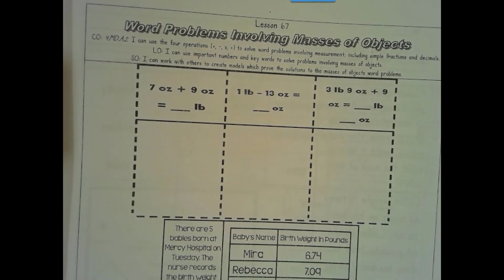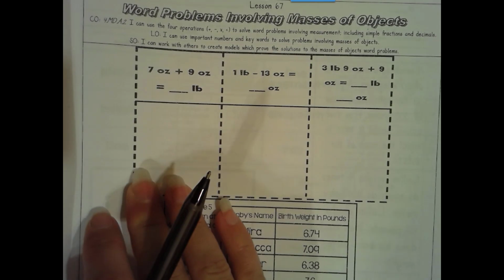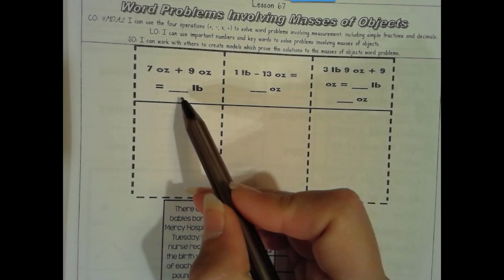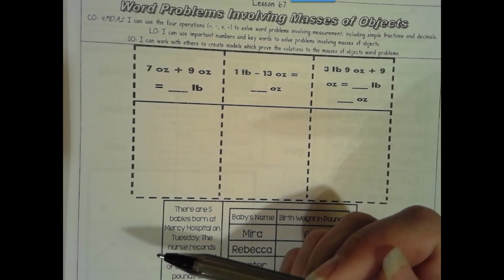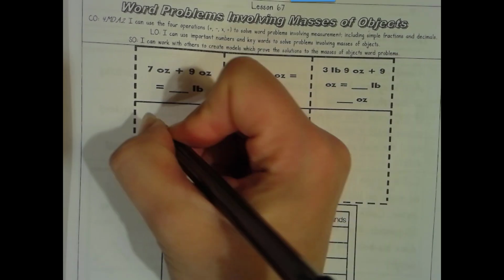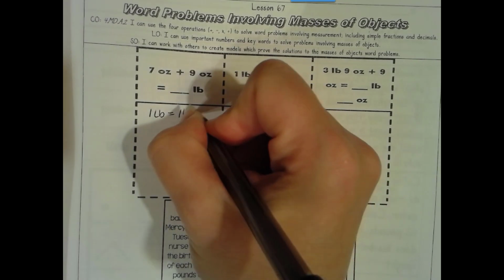Alright, so here we're looking at masses of objects, often talked about as weight, because that's how we measure it usually on Earth, having to do with the weight of an object. So here we want to figure out how many pounds are in 7 ounces and 9 ounces. Well, 1 pound, and LB stands for pound, is 16 ounces.